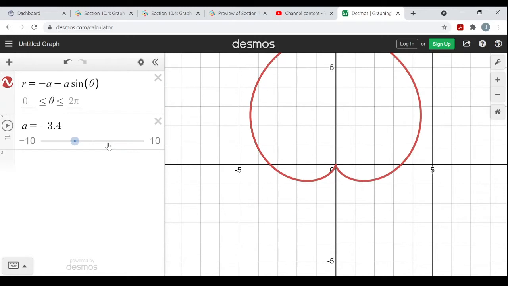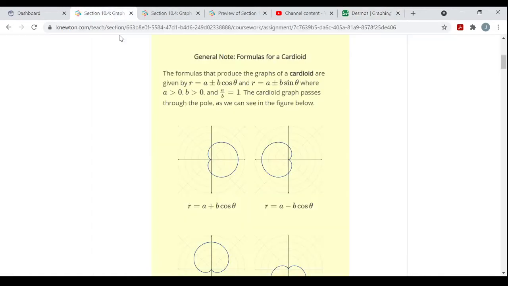So that's all they're saying here, where you see that a over b equals 1. Technically they should say the absolute value of a over b equals 1. As long as a and b have the same magnitude in these equations, you'll have what's called a cardioid.